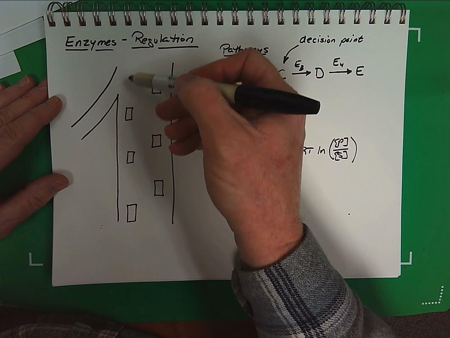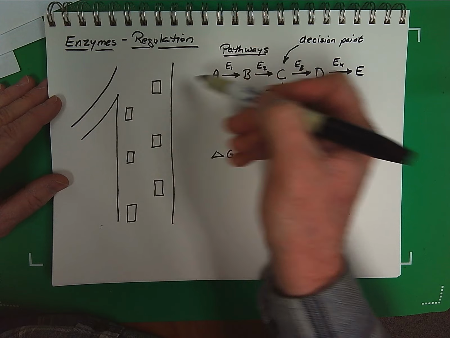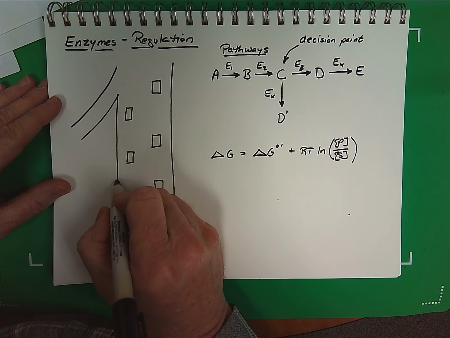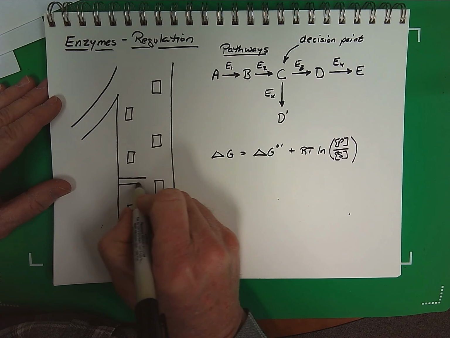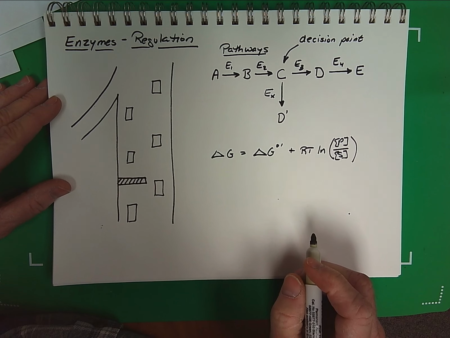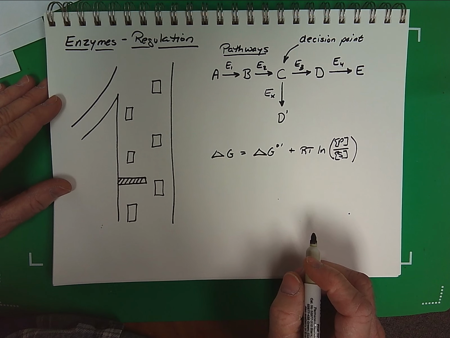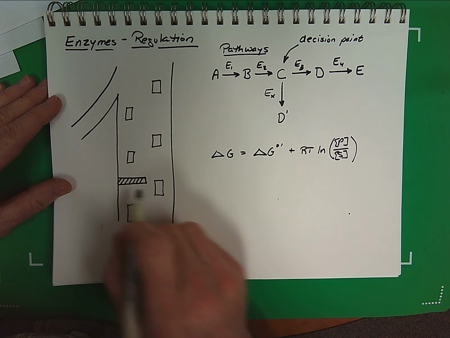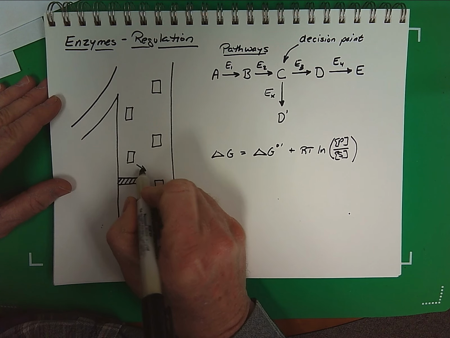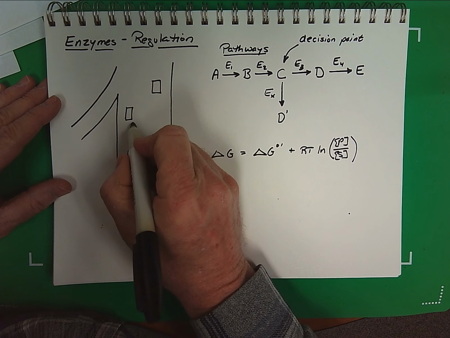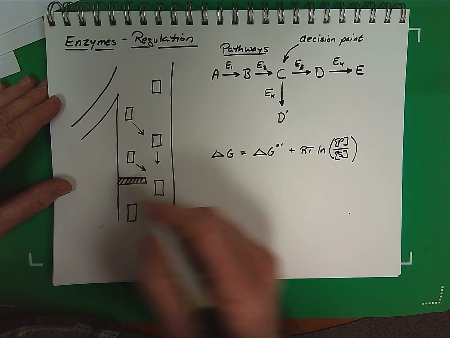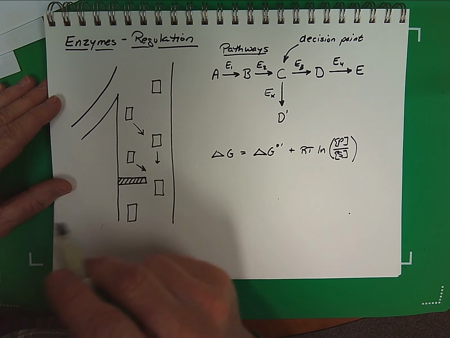Let's look at our freeway again. These cars indicate the substrate and products moving down the road. Now what if we put a barrier in the middle of the freeway, say a construction zone? What's going to happen is all these cars behind the barrier are going to slow down, because all of these cars in the right lane need to move to the left. That is going to slow the progress of this reaction.